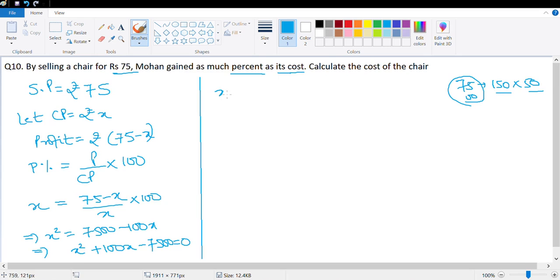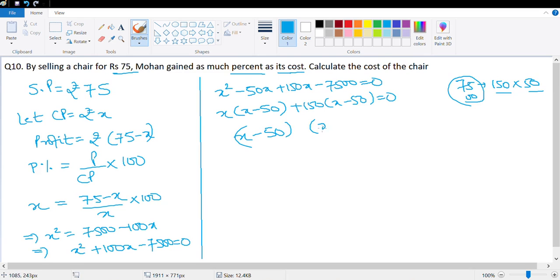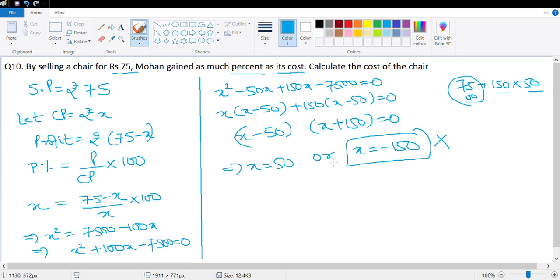So that's x square minus 50x plus 150x minus 7500 is equal to 0. Grouping it, I get x times x minus 50 plus 150 times x minus 50 is equal to 0. That's x minus 50 times x plus 150 is equal to 0. X is equal to 50 or x is equal to negative 150. Now obviously cost price cannot be negative, therefore CP is equal to rupees 50. Done. That finishes this exercise for me.